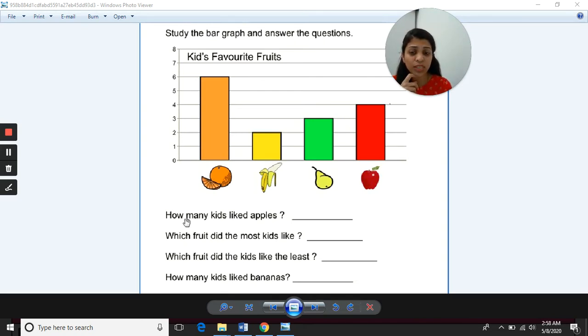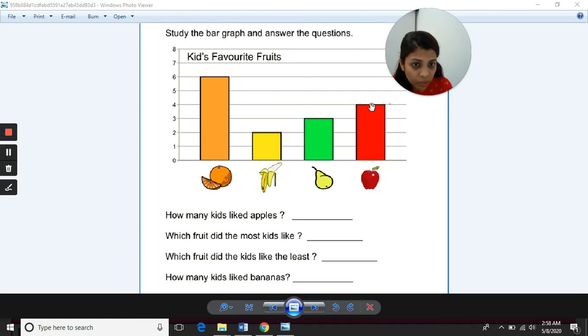The first question: how many kids liked apples? Now, what we are going to do is you can use your pointing finger if you want. I'm going to use this hand over here. Can you see my apples over here? Is this apple? No, my apples are over here. This red rectangular bar is showing me my apples.